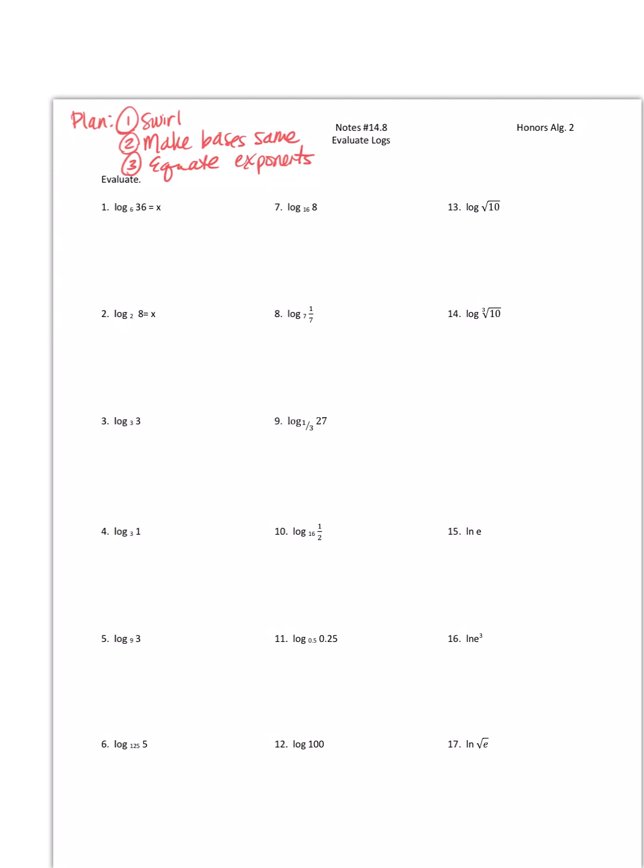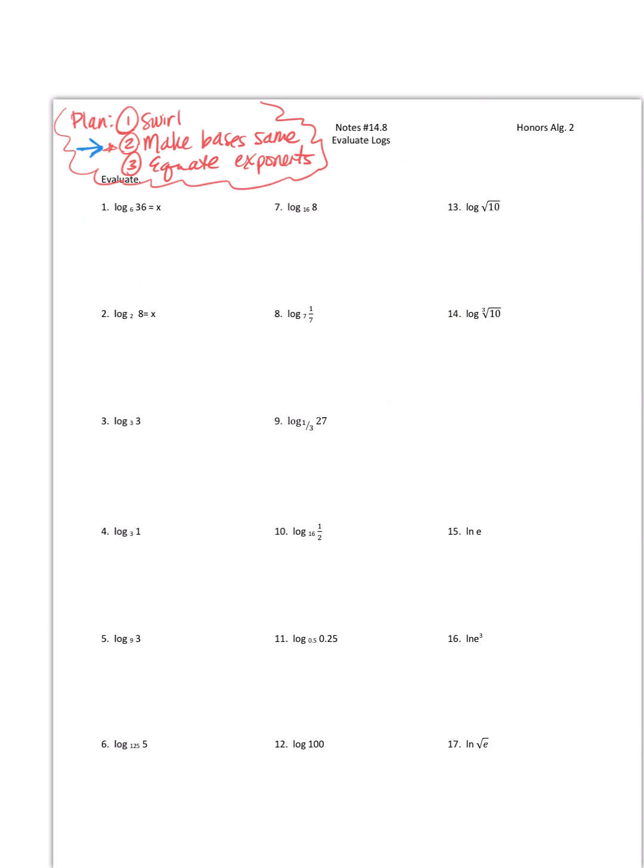All right, on today's lesson, we're going to be evaluating logs. And here's kind of the plan of attack. You're going to still use the swirling method that we talked about. The goal on the second step is to make the bases the same. And I would say that this is the step where you're going to have to stop and think and get really comfortable with exponents and things like that. And I'll show you. So once we get the bases the same, then we just equate the exponents and we're done. So hopefully you'll see that these go pretty quickly.